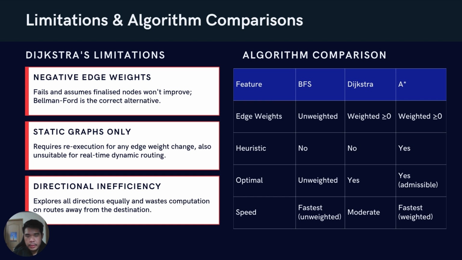So now I'll be discussing the limitations of the described algorithm. Firstly, it does not work with negative weights. Once a node is finalized, the algorithm will just assume that this is the shortest path and it is fixed. So in such cases, an algorithm like Bellman-Ford would be more suitable.